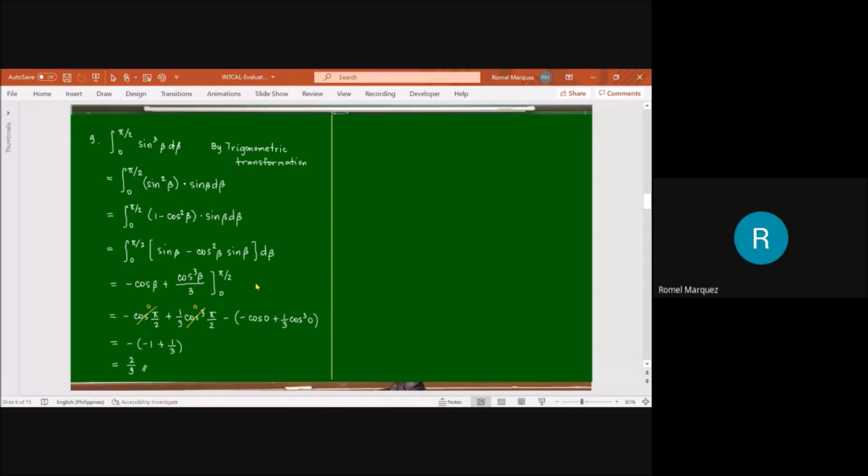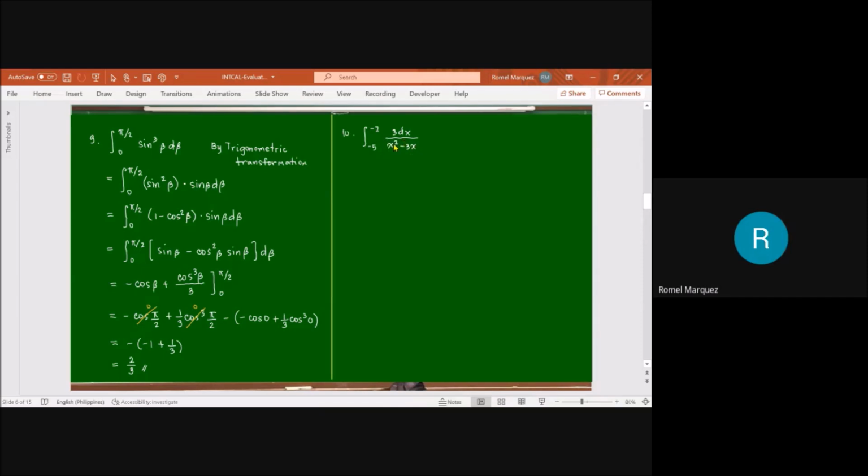Let's have number 10. We have, for number 10, the integral from -5 to -2, 3dx all over x squared minus 3x.